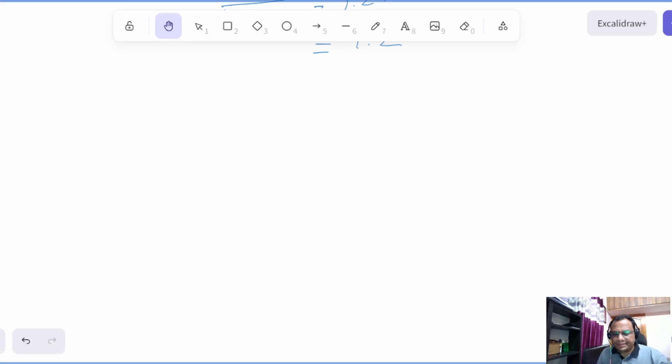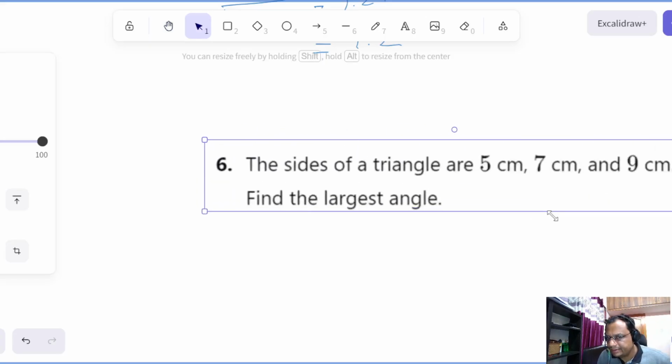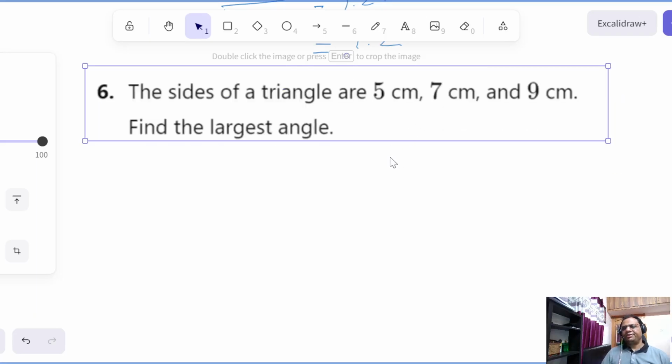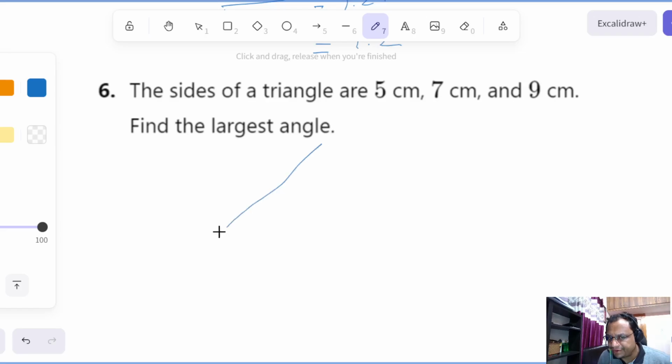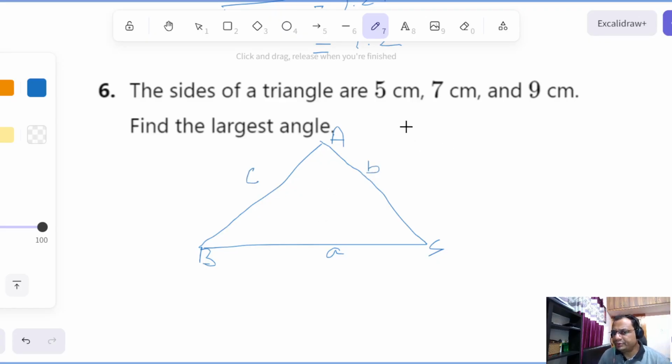So yeah, I have the question. They're saying the sides of a triangle are 5, 7, and 9. Find the largest angle. So again, we'll draw one triangle ABC, and small a will be the side opposite to A. Similarly, b and c. So they have given us a as 5, b as 7, and c is 9.